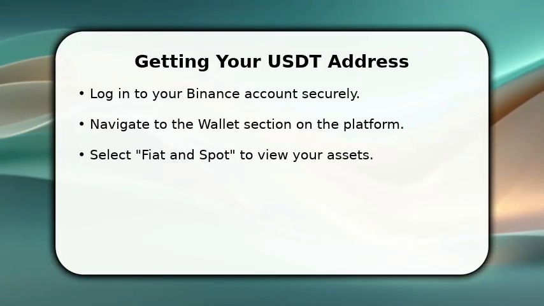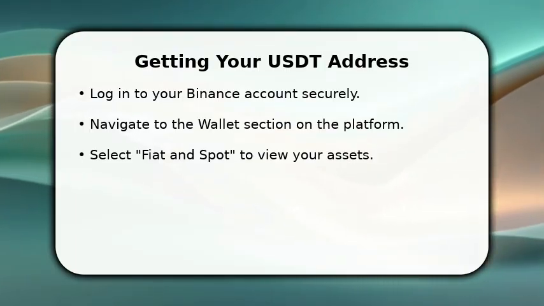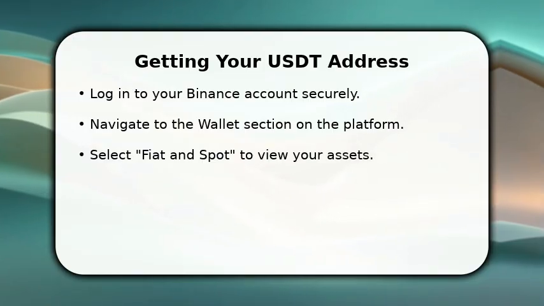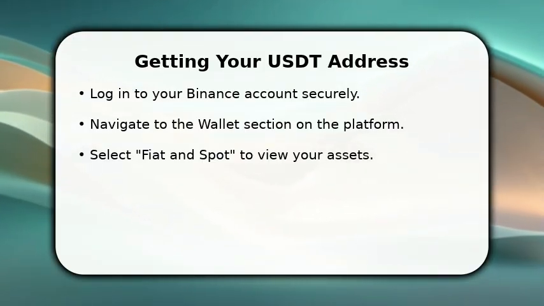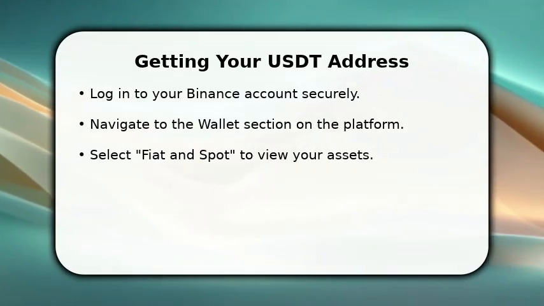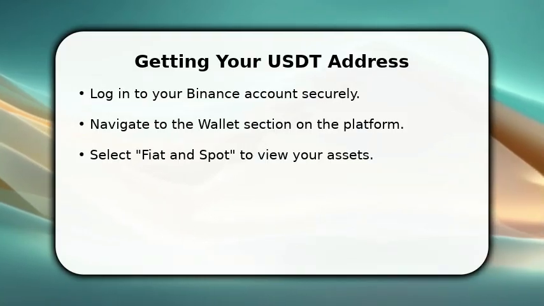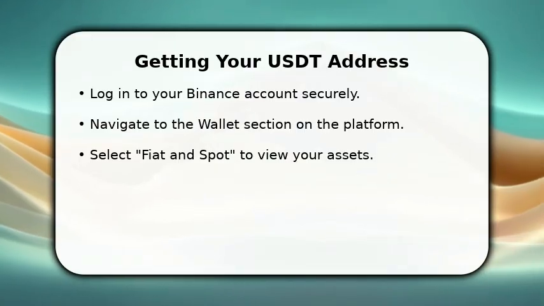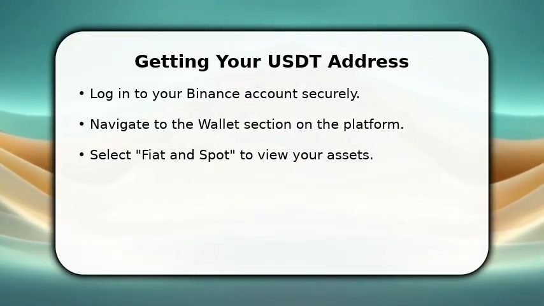In this video, I will explain how to get your Binance USDT address. First, securely log into your Binance account. Once logged in, locate and click on the Wallet option, usually found in the top navigation bar. From the drop-down menu, select Fiat and Spot to access your main asset overview. This is your starting point for managing all your cryptocurrencies.